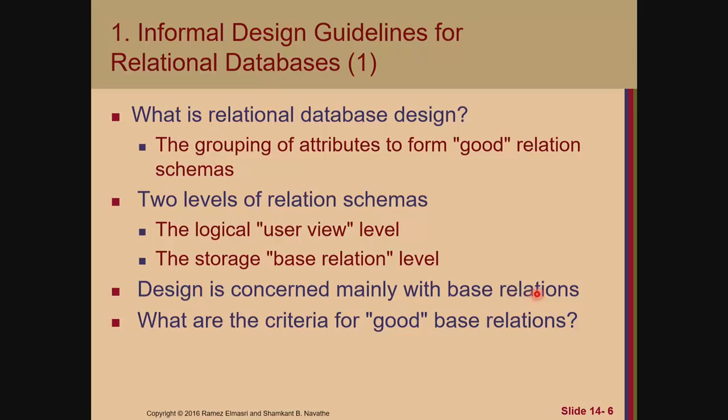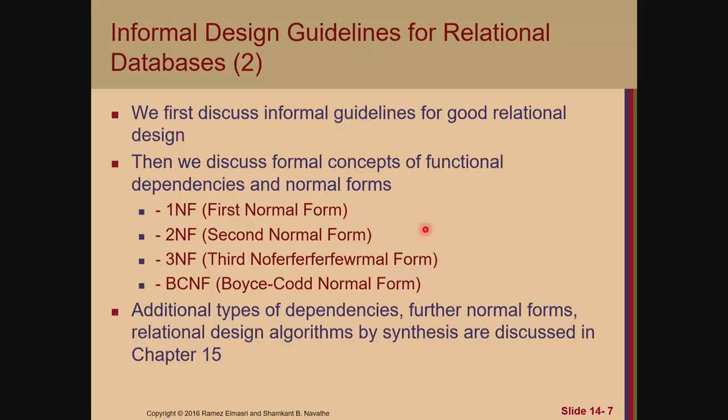So the problem is, what are the criteria for good base relations? We first discuss informal guidelines for good relational design. When we talk about good design, we discuss the formal concepts of functional dependency and normal forms: first, second, third normal form, and Boyce-Codd, named after the person who proposed a way to evaluate the complexity of the relation and reduce it to a simpler one.